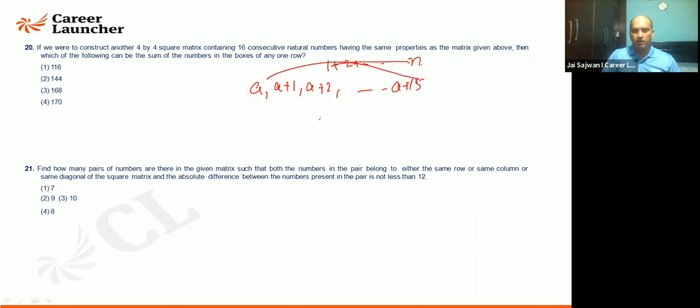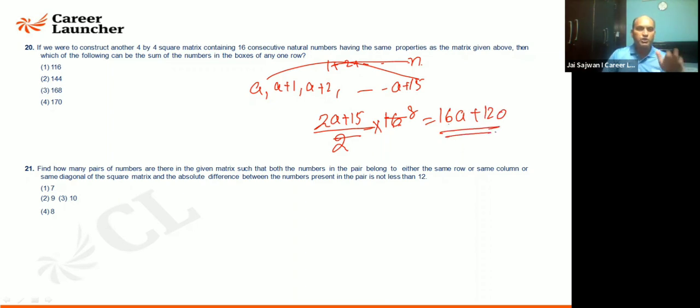The sum of every pair is coming out to be the same. I hope you understand that. The pair sum is 2A plus 15, and there are 8 such pairs. So multiplying gives 16A plus 120, which is the summation of these values. The sum of the numbers in any row, I'll divide it by 4. So it is 4A plus 30, which is the sum of the values in a row.